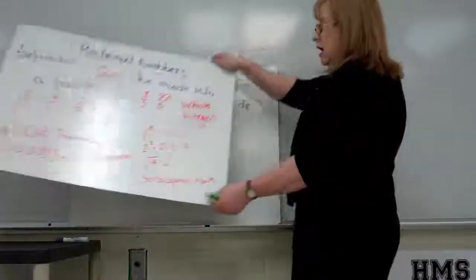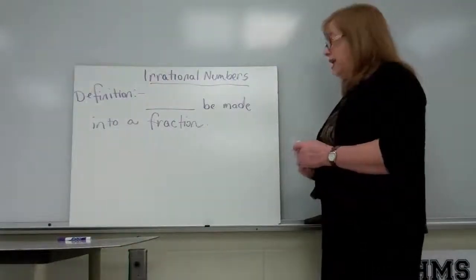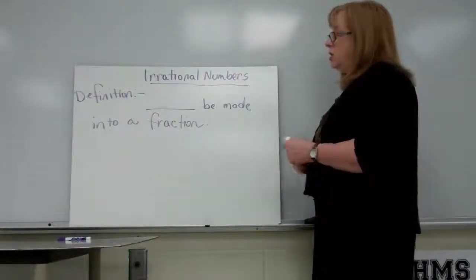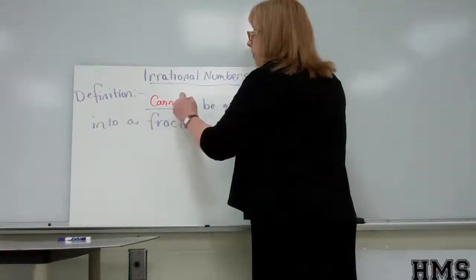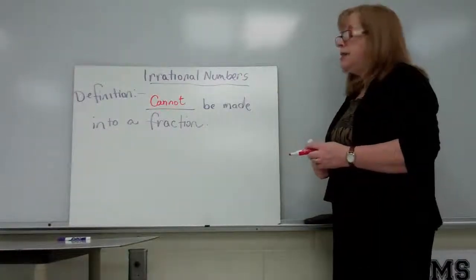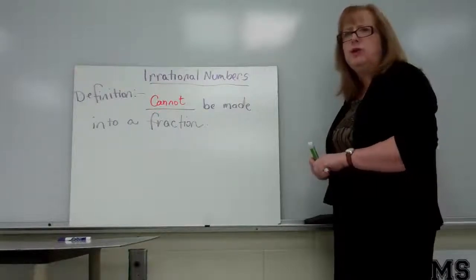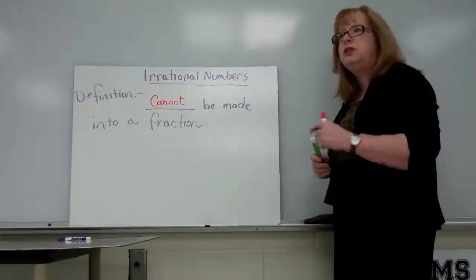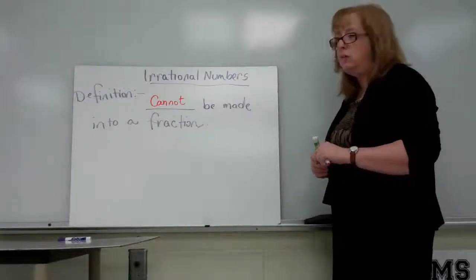Now let's take a look at irrational. If a rational number can be made into a fraction, then irrational cannot. It cannot be made into a fraction. And so there's going to be more of these, but we don't deal with so many. We're dealing mostly with integers and fractions and things like that. But there are many, many irrational numbers.